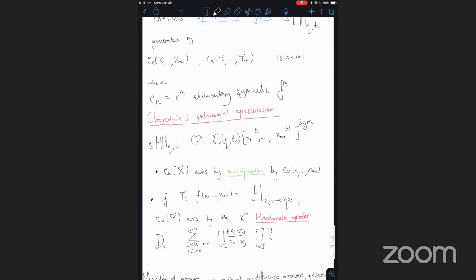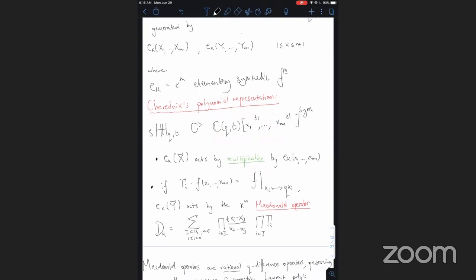So then the generator corresponding to the kth elementary symmetric function of the y's acts in this polynomial representation by this famous Q difference operator, the kth Macdonald Q difference operator. So how does this fellow look? Well, notice that it's a rational Q difference operator, but it actually will preserve the subring of symmetric Laurent polynomials.